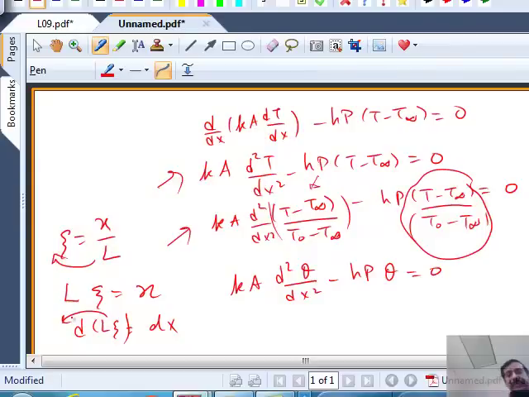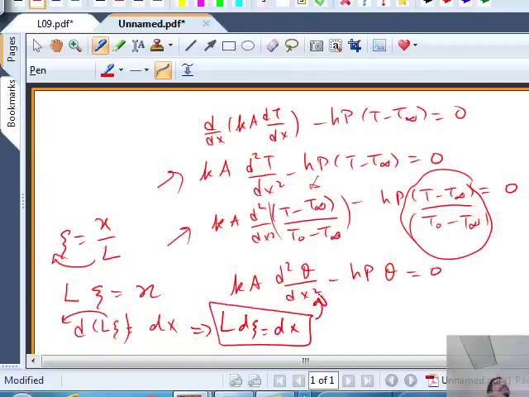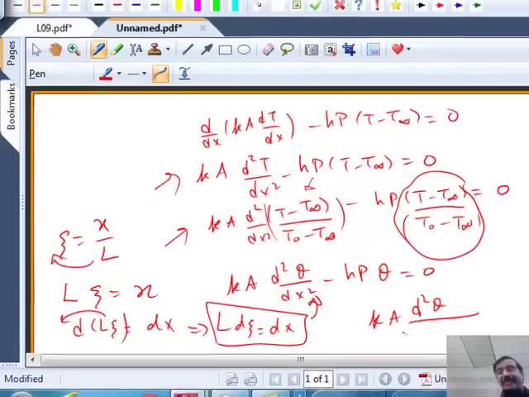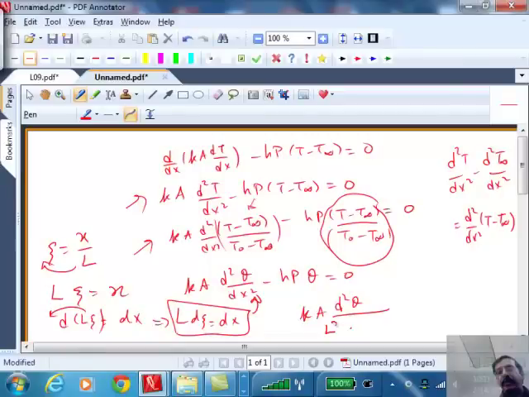Exactly. L times d psi is equal to dx. So I have dx squared, and I can replace that by k times a times d squared theta. Wherever I have dx, I replace it by L times d psi. So L squared d psi squared minus hP times theta equal to 0.